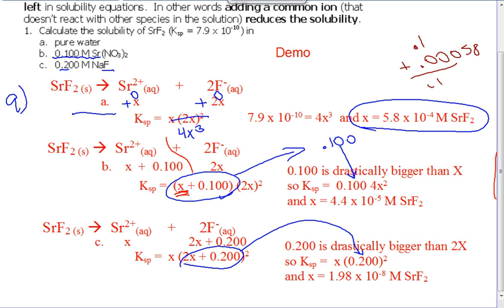In B, there is already some strontium in water. The amount of strontium was 0.1. So I've got 0.1. I wish I had written that the other way around, because that was like 0 plus x, but I've written it this way. Is that okay mathematically that it's x plus 0.1? Yeah, it just bothers me. So there's already some strontium in there.